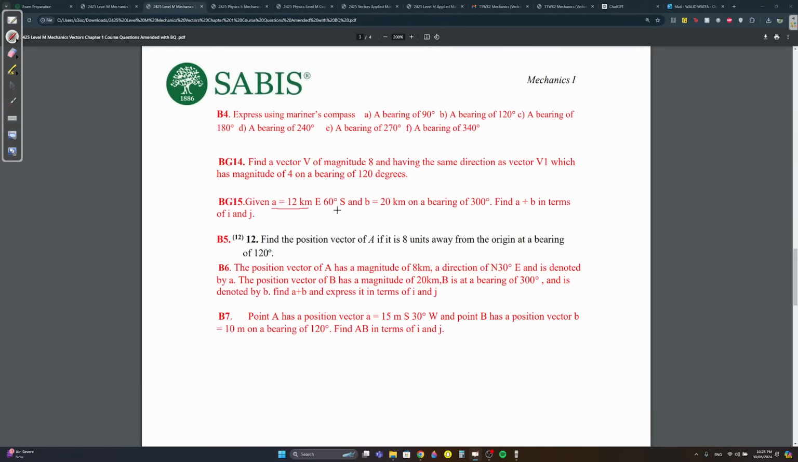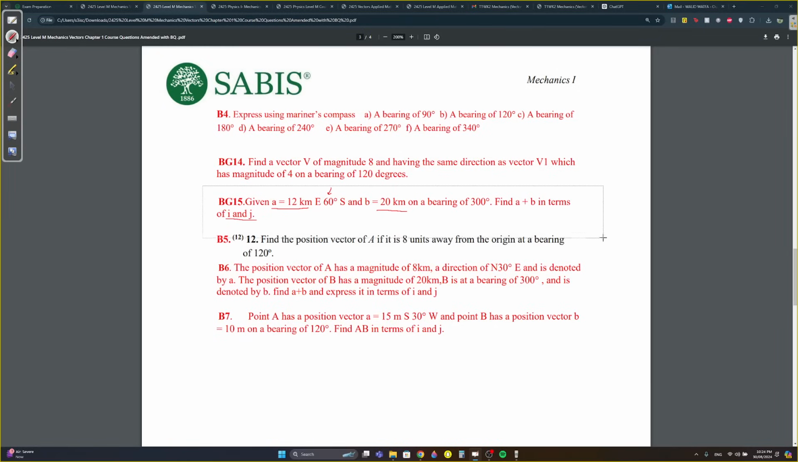Oh, okay. A is 12 kilometers, and the angle of it is east 60 degrees south. Then B is 20 kilometers and its bearing is 300. Find A plus B in terms of i and j. If we want it in terms of i and j, that means we have to convert each one to i and j and then add.